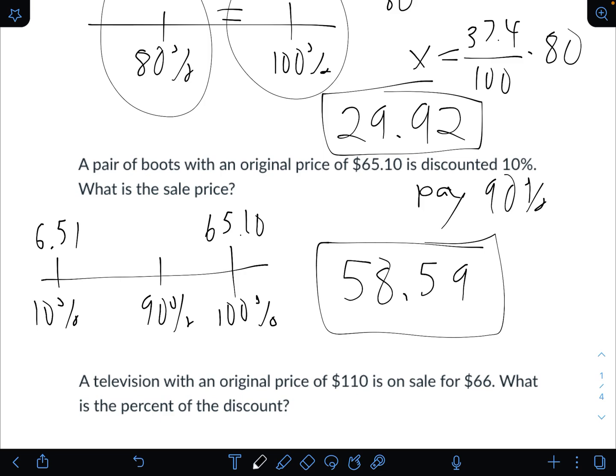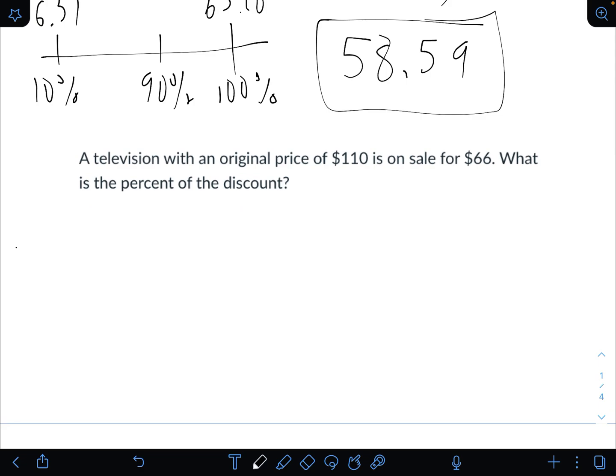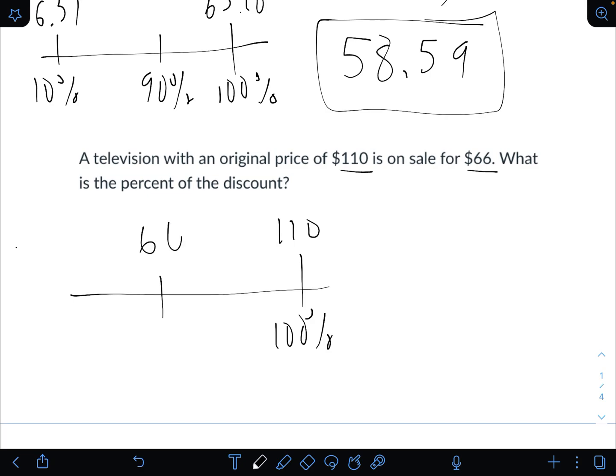Okay? Now, what if I don't want the sale price? What if I want the percent of the discount? So, a television with an original price of $110 is on sale for $66. Well, let's take a look. So we know 100% of this is $110, and we need $66.